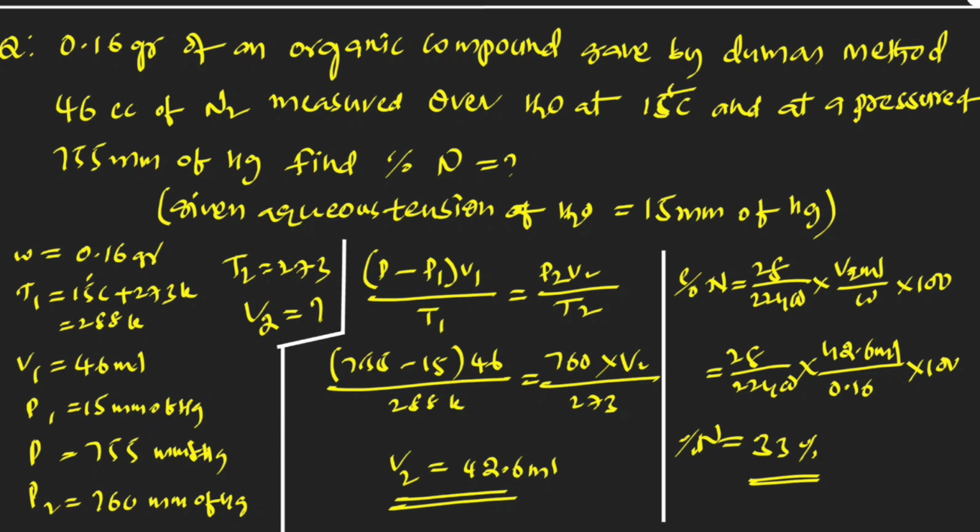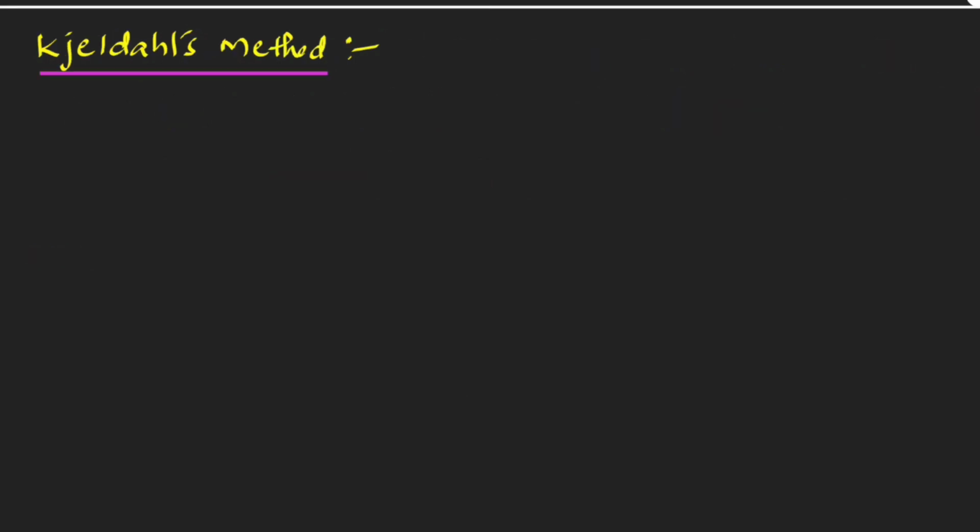Let's move on to the next one. The next one is Kjeldahl's method. In this Kjeldahl's method, organic compound is heated with concentrated sulfuric acid. The nitrogen is converted to ammonium sulfate. So what is Kjeldahl's method? In Kjeldahl's method, organic compound is heated with concentrated sulfuric acid. The nitrogen is converted to ammonium sulfate.